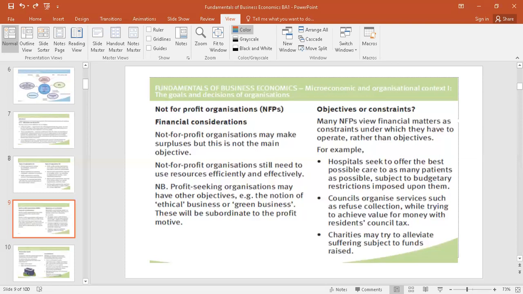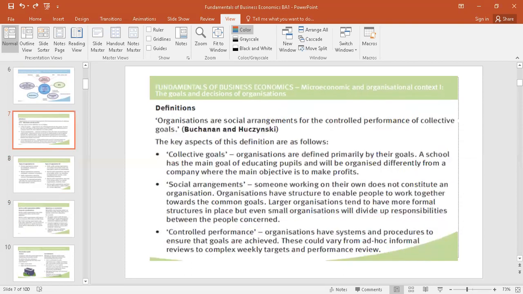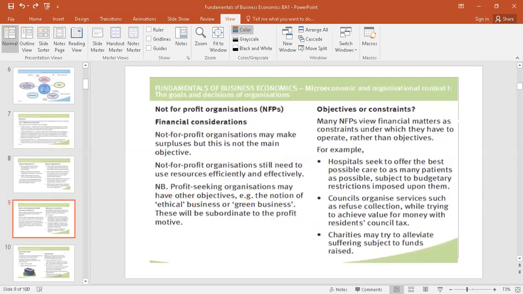To continue with not-for-profit organizations, technically, when we speak about not-for-profit organizations, we have defined the objective, the goal, as the purpose is not to make any profit. So profit earning is not at all their criteria. Then how do we measure the performance? The definition of organization has one very important aspect, which is controlled performance.